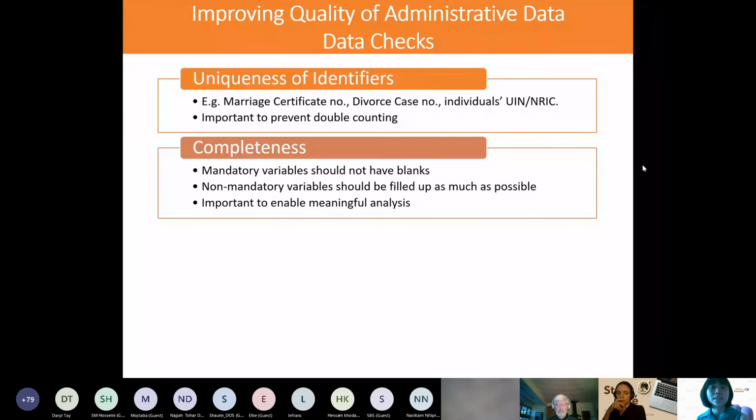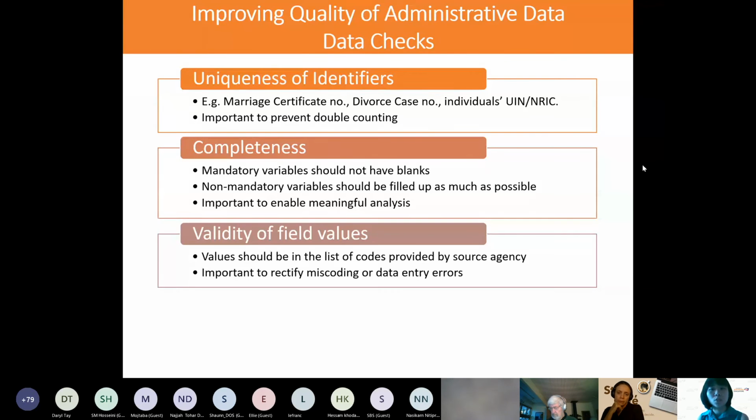Next is on the completeness of information. For variables which are mandatory at the collection stage, we make sure that there are no blanks in the data files. And for variables which are non-mandatory, we encourage the data source agencies to provide as much information as possible. These completeness checks are important to enable meaningful analysis of the data.